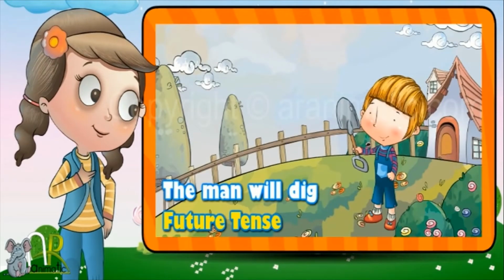Here we have the same man too. But here, can you see anything in front of this man? Can you see any hole? No. We can just see a man who's holding a shovel. So we can say that the man will do something because he's holding a shovel. We can know that the man will dig a hole. So here there's an action that will happen. So we can say that will dig is in the future tense.